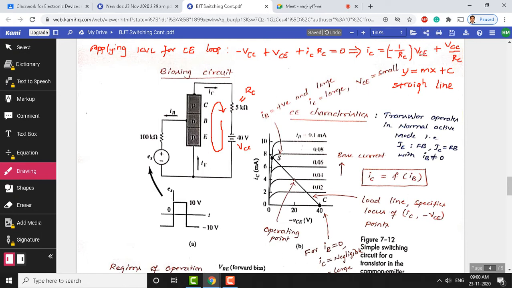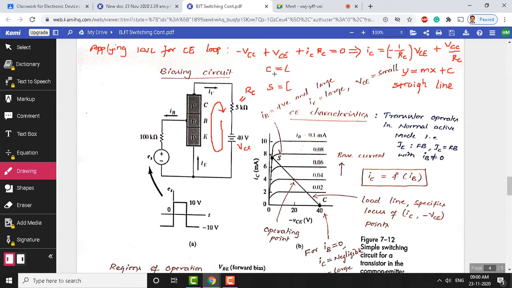One of the points you can obtain by making VC as 0. VC means this is the x axis. When you make VC as 0, you will get the y point here. And when we make IC as 0, you get the x point. By doing that, can we obtain the point for C and the point for S? What is the point C? And what is the point for S?